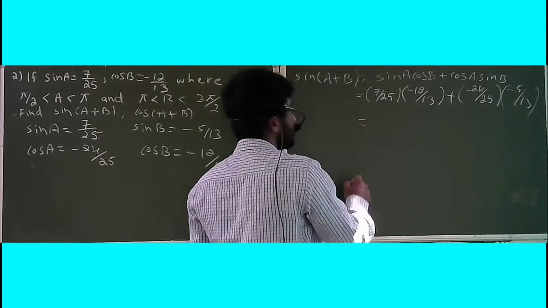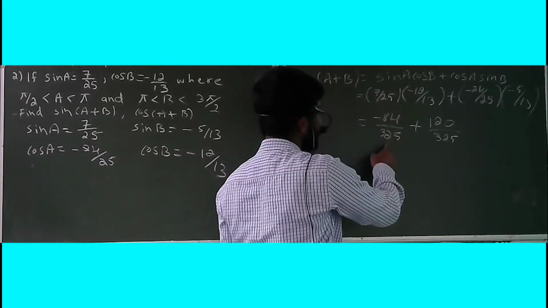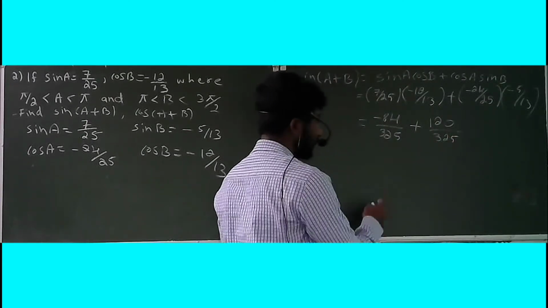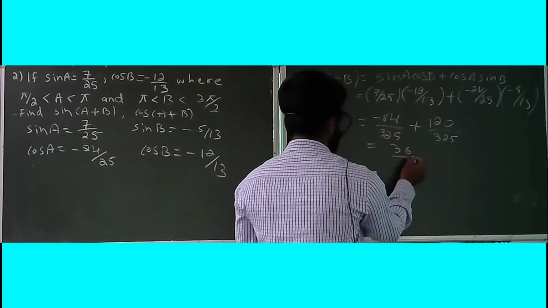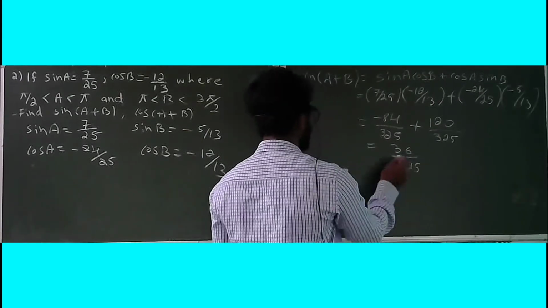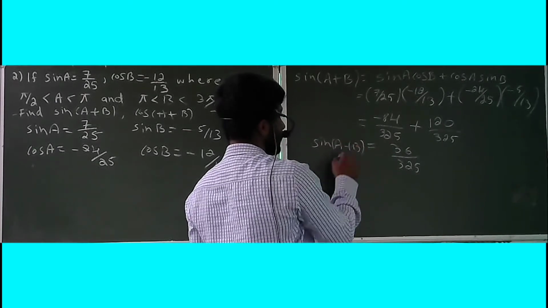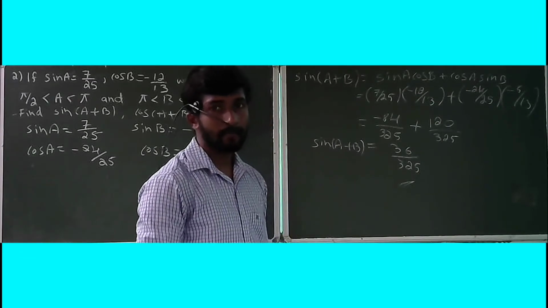Simplify this one. By simplifying, you will get minus 84 by 325, minus into minus plus 120 by 325. 120 minus 84, it's equal to 36 divided by 325. It's the value of sin of A plus B. Sin of A plus B is equal to 36 divided by 325.